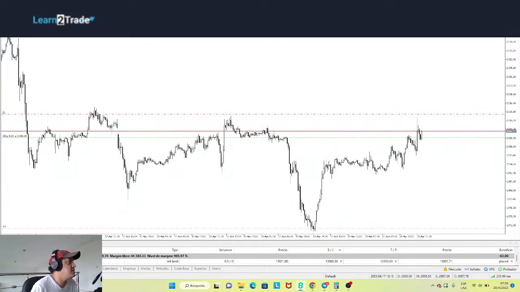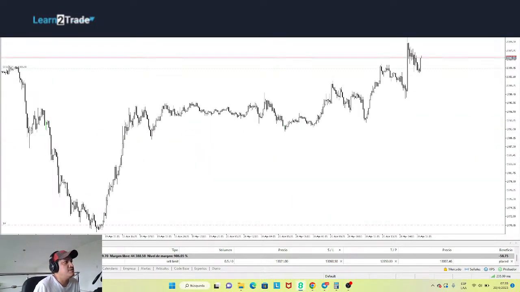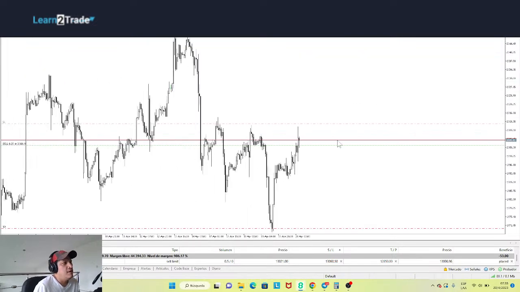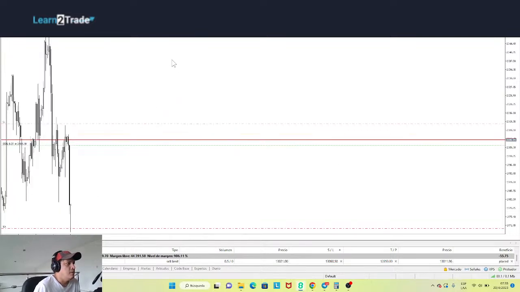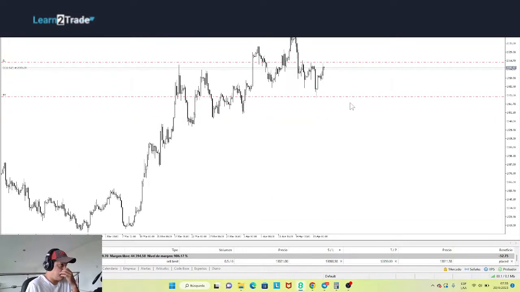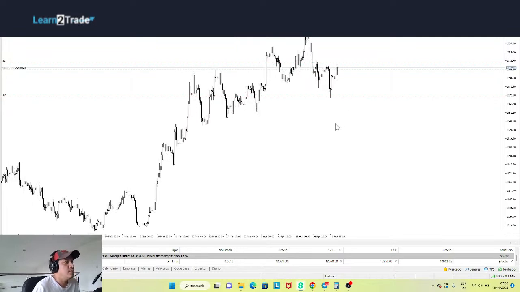I do have this short with the swing trade on gold. Pretty straightforward short. Actually, I am going to lower my targets a little bit later.